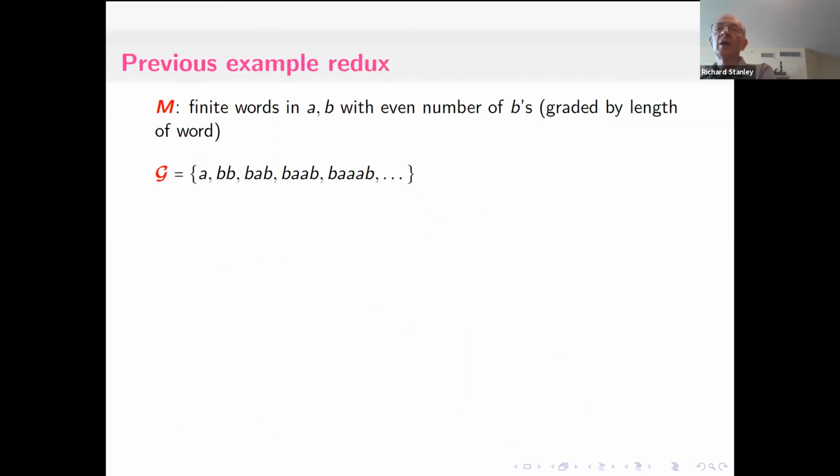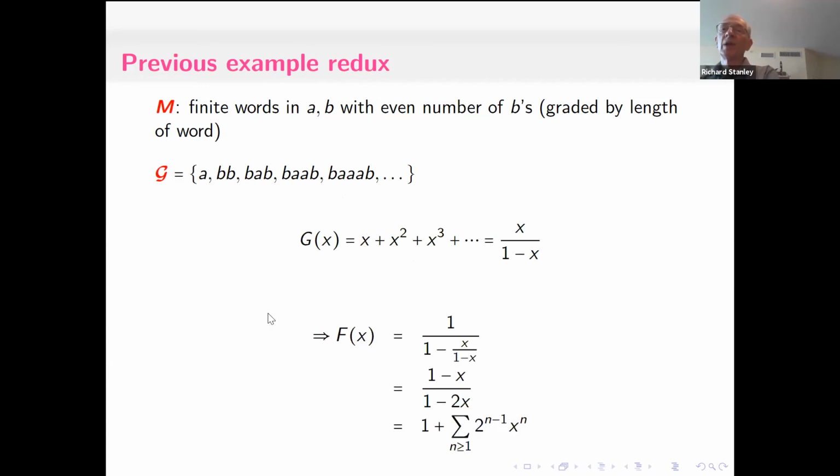So going back to the previous example, where M was finite words in the alphabet A, B with an even number of B's, graded by the length of the word. The free generators were this set. There's one generator of every positive length. So G of x is x plus x squared plus x cubed, etc. That's x over 1 minus x. So F of x is 1 over 1 minus G of x. So 1 over 1 minus x over 1 minus x, which is 1 minus x over 1 minus 2x.